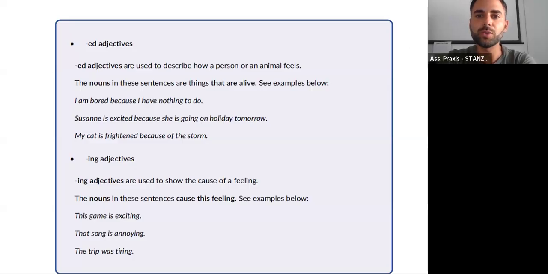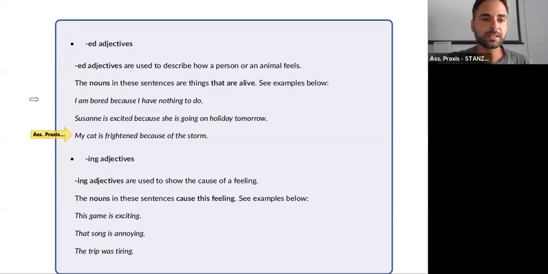Let's start with the first line here. It says, ed adjectives are used to describe how a person or an animal feels. The nouns in these sentences are things that are alive. See examples below. We're going to read the three examples here. I am bored because I have nothing to do. Susan is excited because she's going on holiday tomorrow. And my cat is frightened because of the storm.